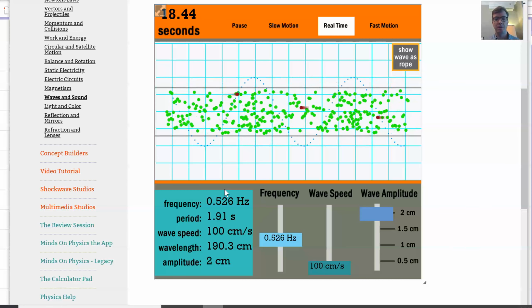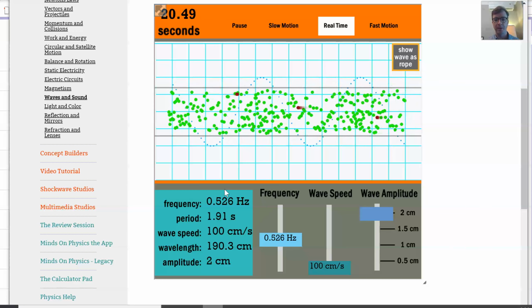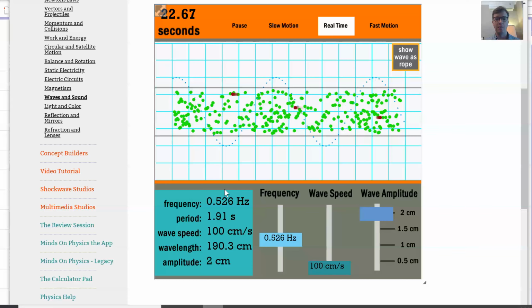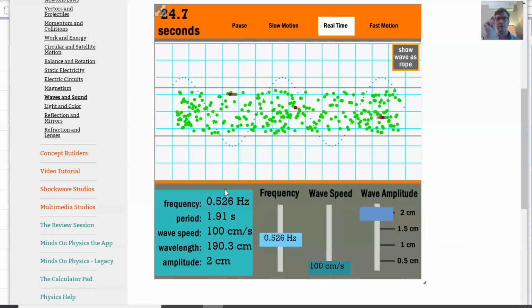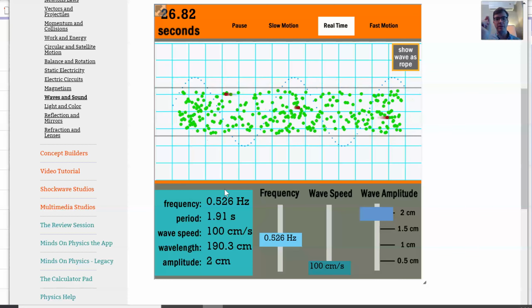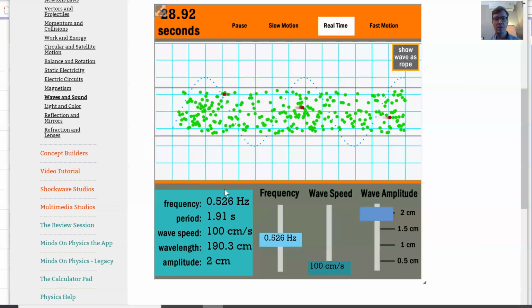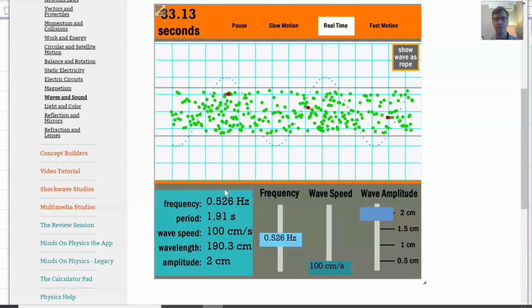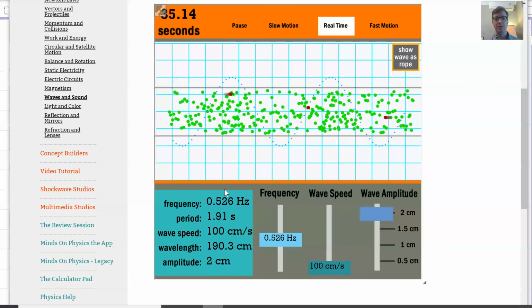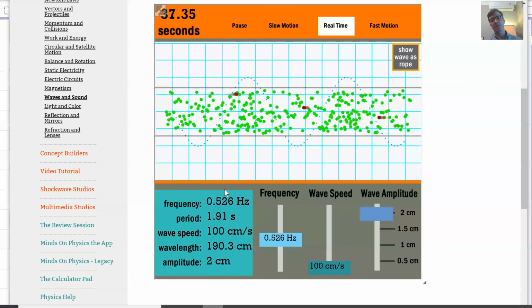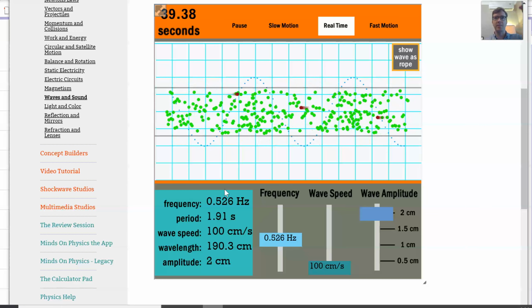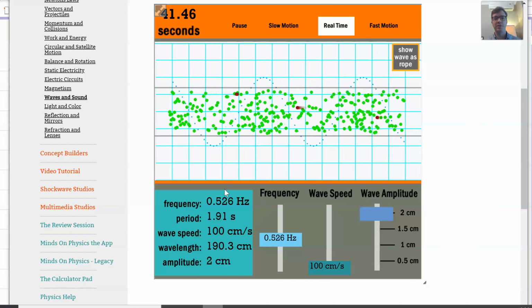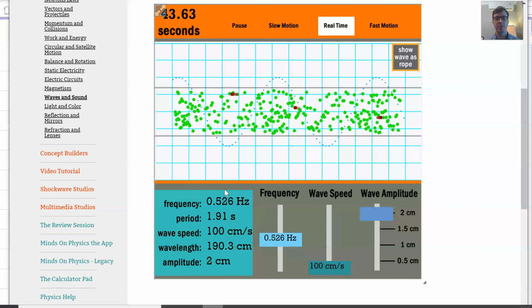So the green ones are all air molecules, and the red ones are just particular air molecules, so you can watch and see that it is an oscillation, that those molecules are moving just back and forth. The blue dashed line is to help you visualize that as a graph of density or compression of the air, or pressure. I guess pressure is best.